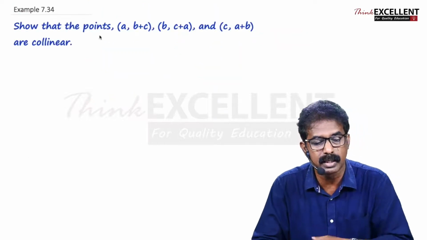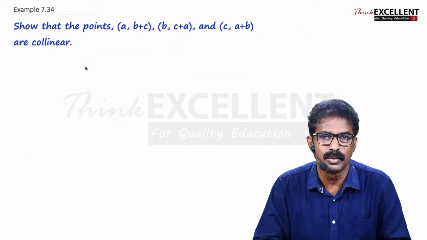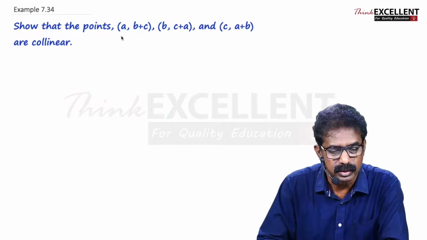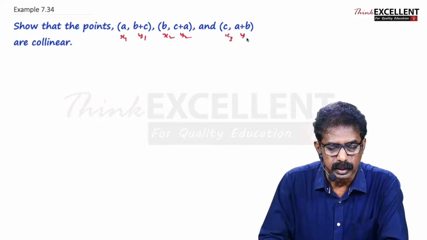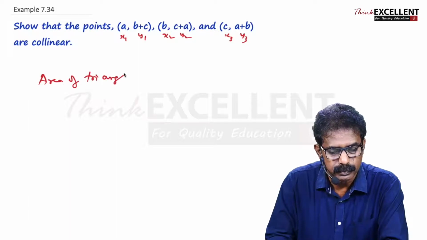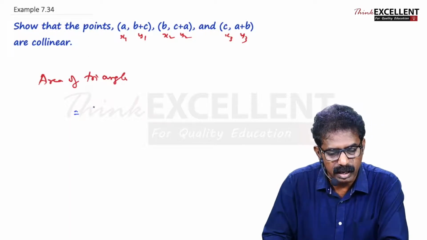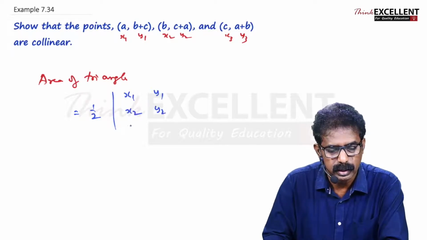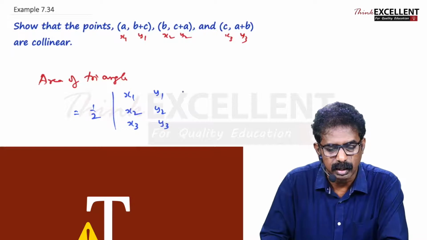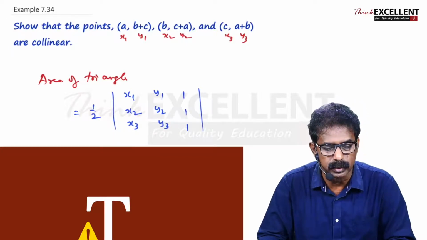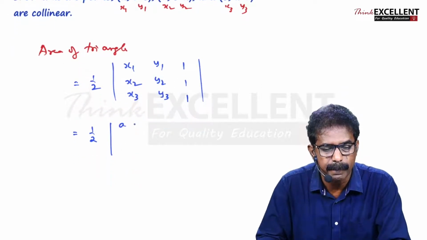Please listen. Show that the points are collinear. Don't use the 10th standard method. Collinear means area of the triangle equal to 0, right? So this is our x1, y1, x2, y2, x3, y3, right? So area of triangle is equal to half into determinant x1, y1, x2, y2, x3, y3. Finally, you write last column, you write 1, 1, 1. Substitute the values, that is 1 by 2 into x1, y1, that is a, b plus c.